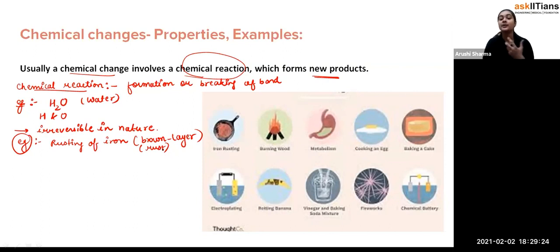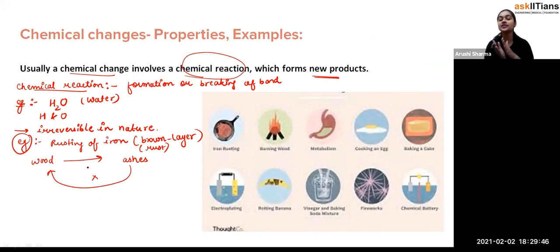Fine. Burning of wood. Exactly, student. If there is wood and it is getting burned, what will happen? There is the formation of ashes only, and we can't convert these ashes back into the wood. Exactly. Or will you be able to convert it? No.